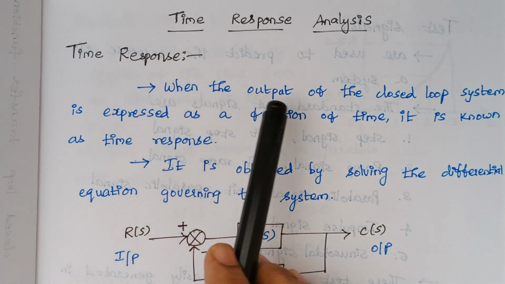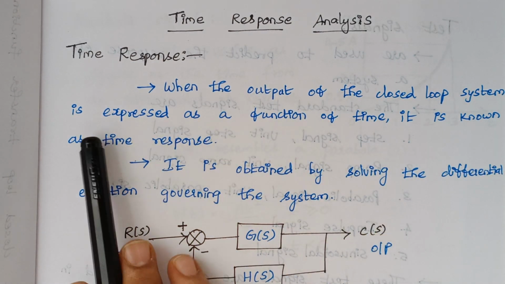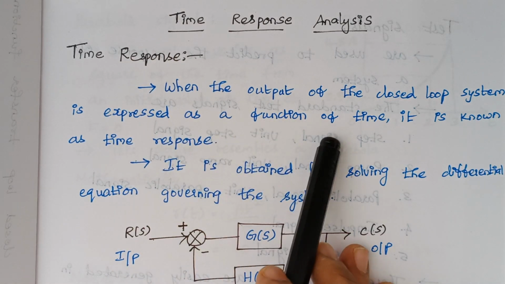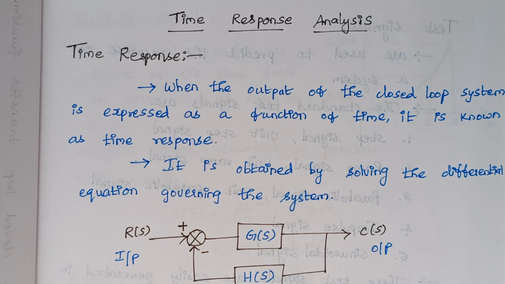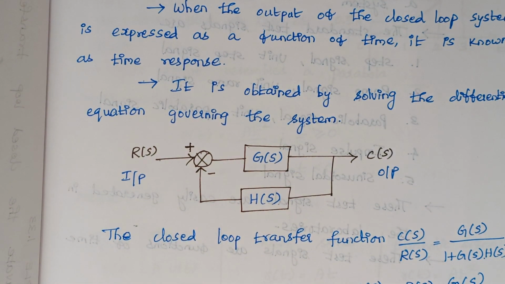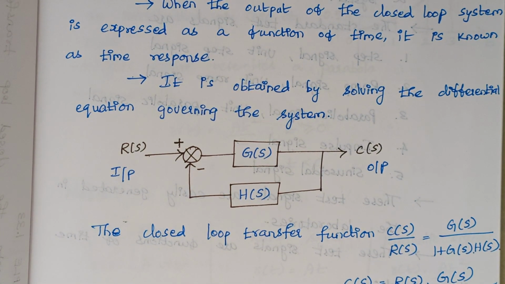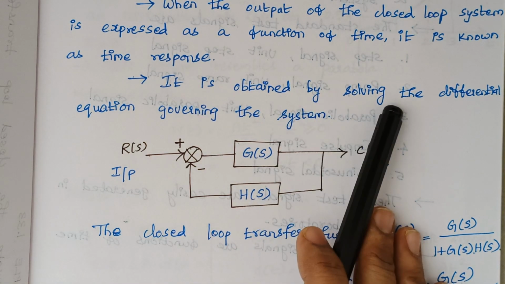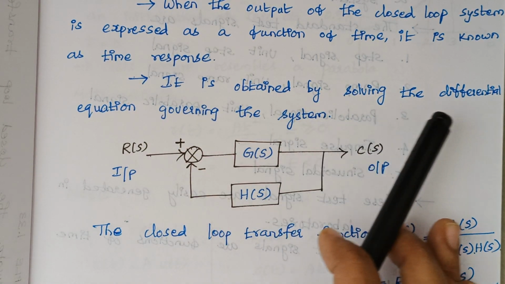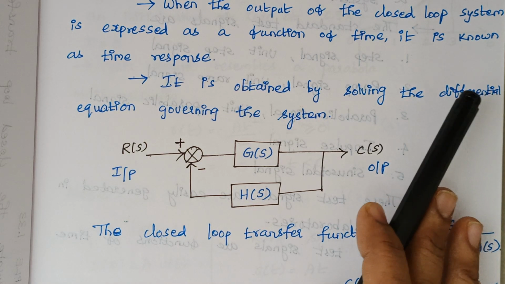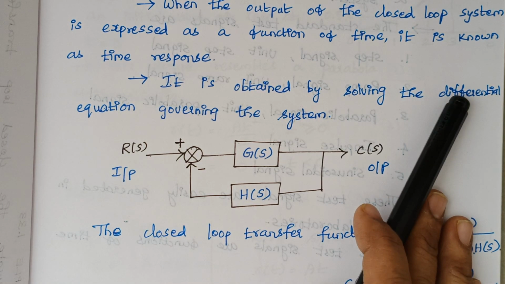So here, when the output of a closed loop system is expressed as a function of time, it is known as time response. That is, the output of the system is represented in terms of time. That's it. So how can we get that? It is obtained by solving the differential equations governing the system. Okay, differential equations we had seen in detail in our first chapter.